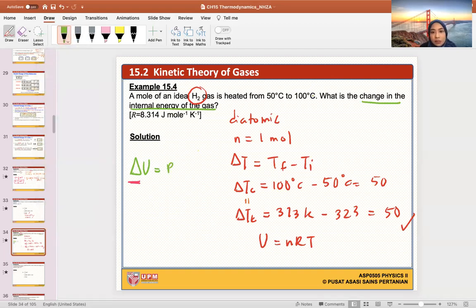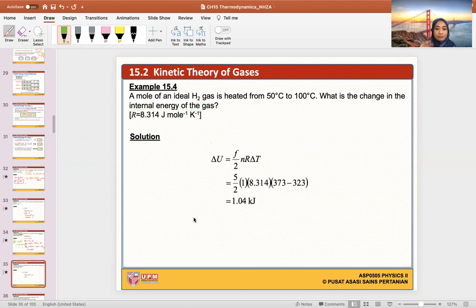P, it didn't say P change. It did not say V changes. Sorry, PV, brother. nRT. N is 1. R does not change. So T changes. This is delta T. So yes, our equation now is satisfied. Delta U, we have delta T here. So this equation is good. So this is 8.314 times 50. So this guy will give me the answer in joules, which I don't know what it is. So let's look at the solution.